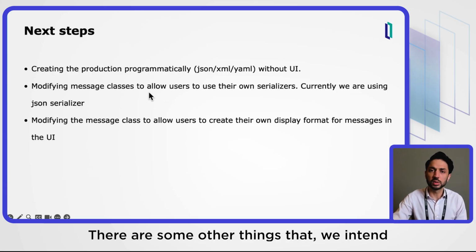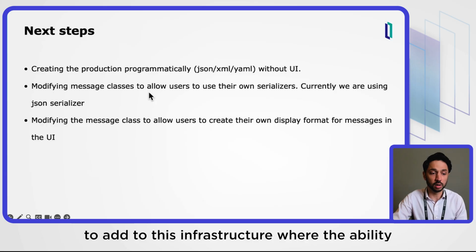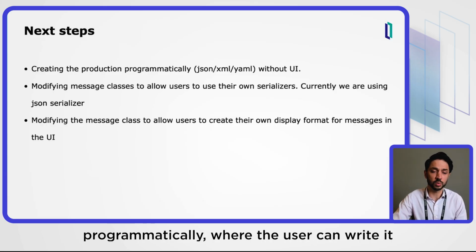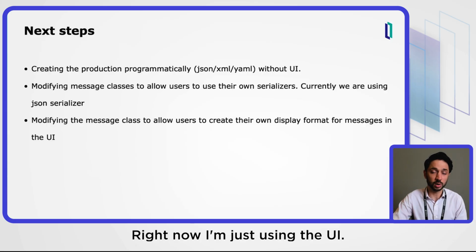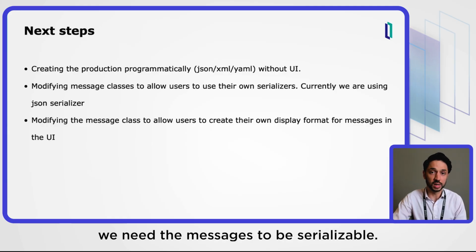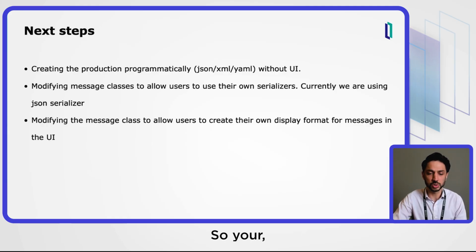There are some other things that we intend to add to this infrastructure, such as the ability to create productions programmatically, where the user can write it in JSON, XML, or YAML. Right now, I'm just using the UI. We can also allow the users to write their own serializers. So for persistence, we need the messages to be serializable. And right now, we have JSON serialization.